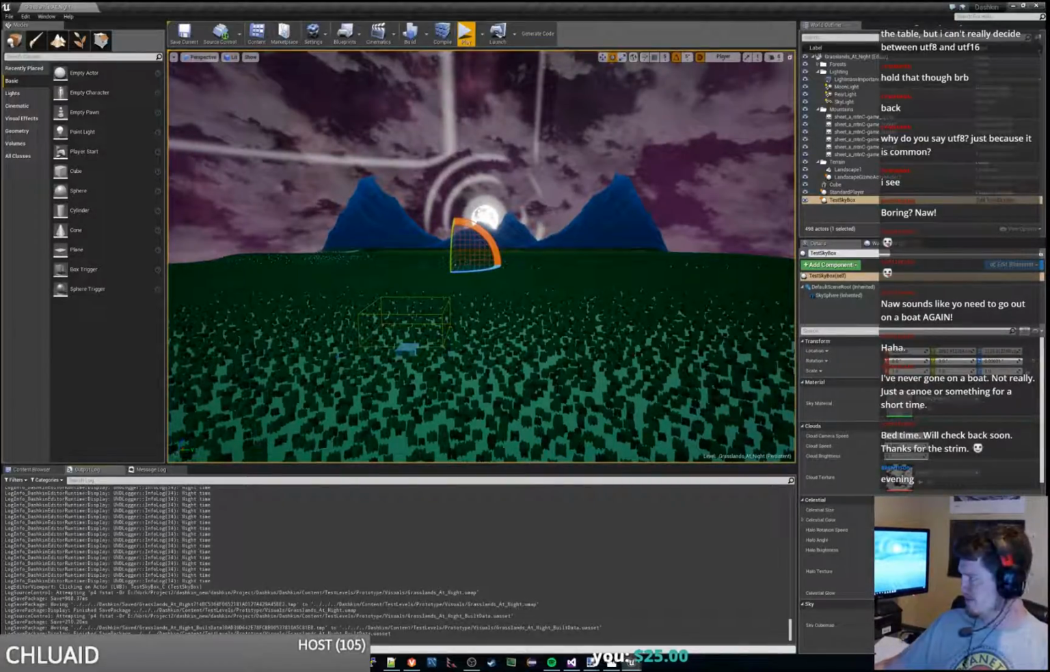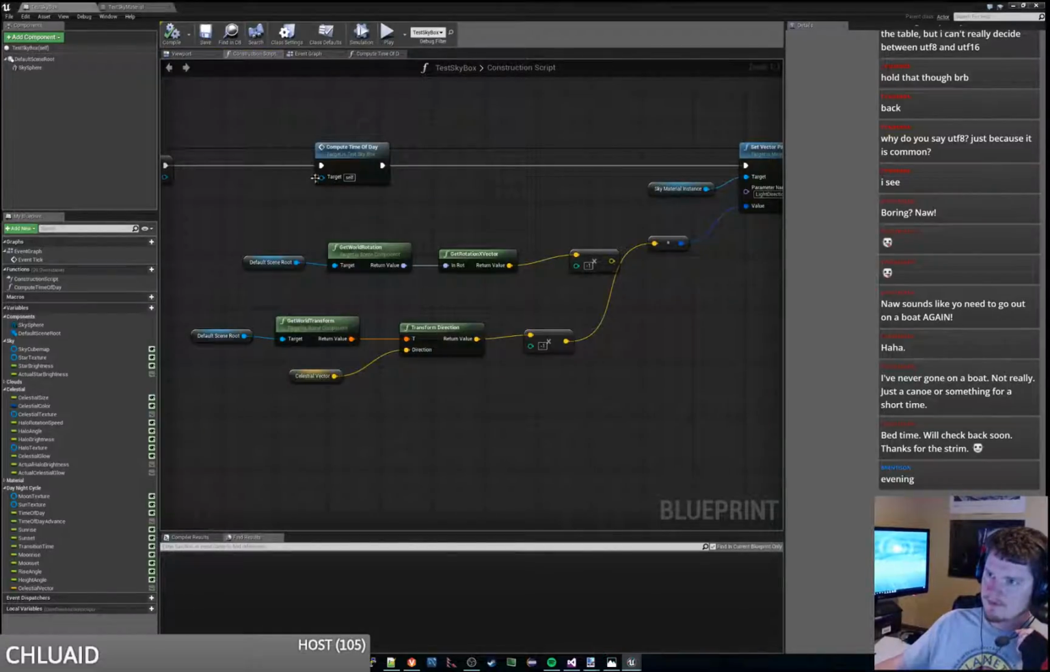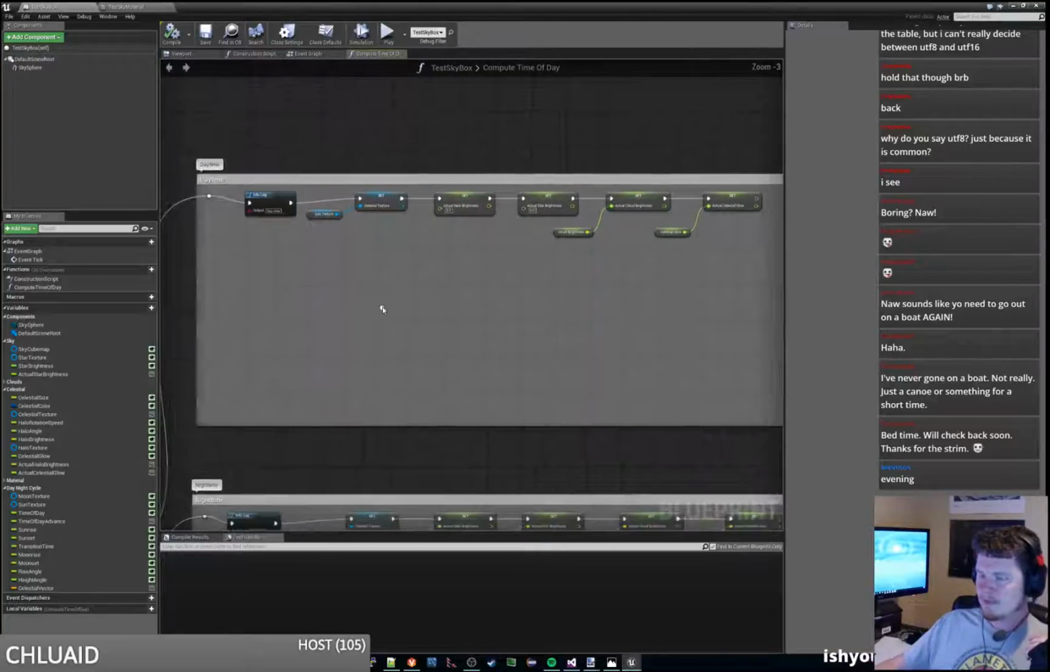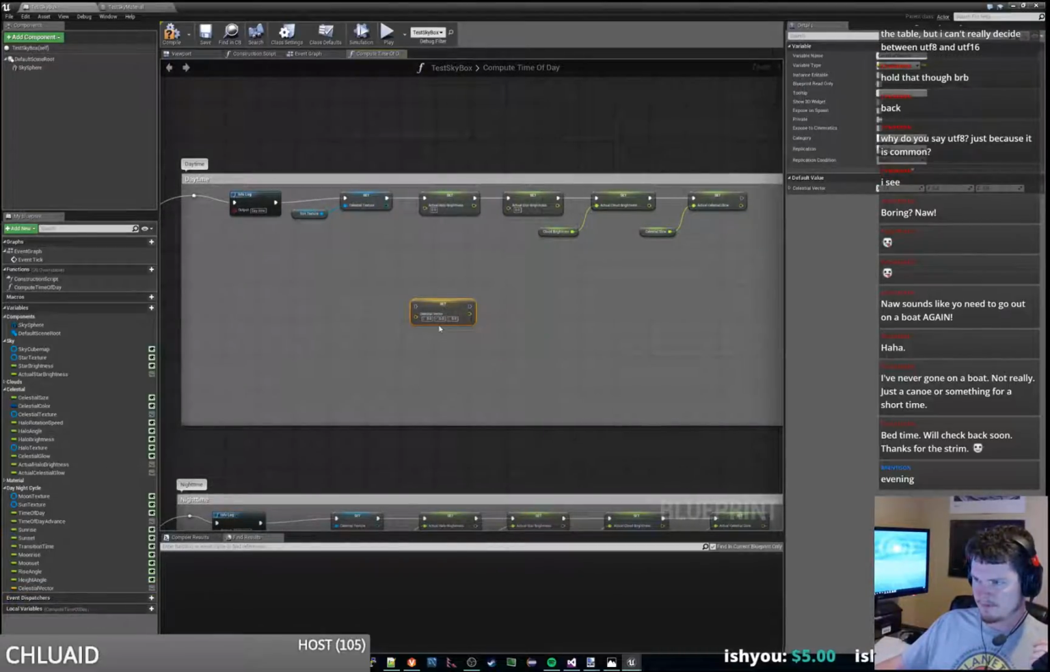Alright, so what we can do is change our celestial vector now into what we need it to be. So let's think about that. Compute time of day for daytime. What we're going to want to do is set our celestial vector to the right thing. So let's do our set for celestial vector.